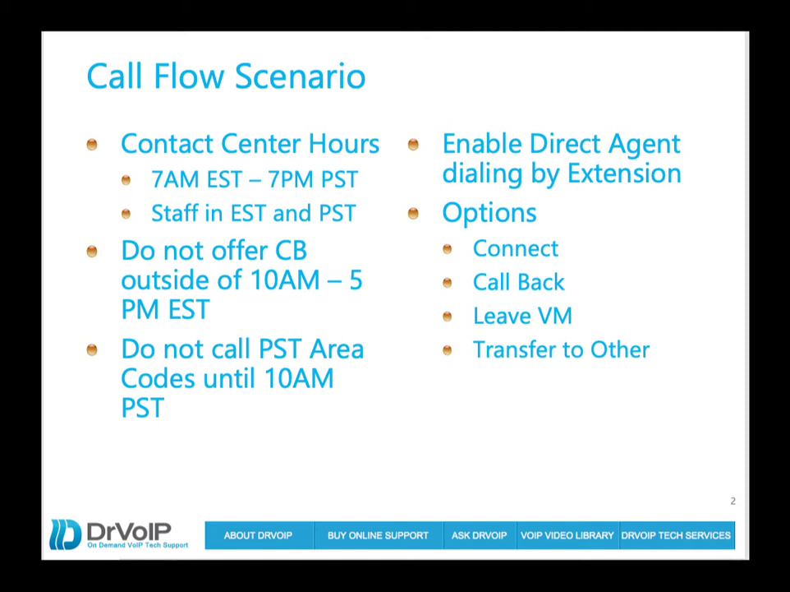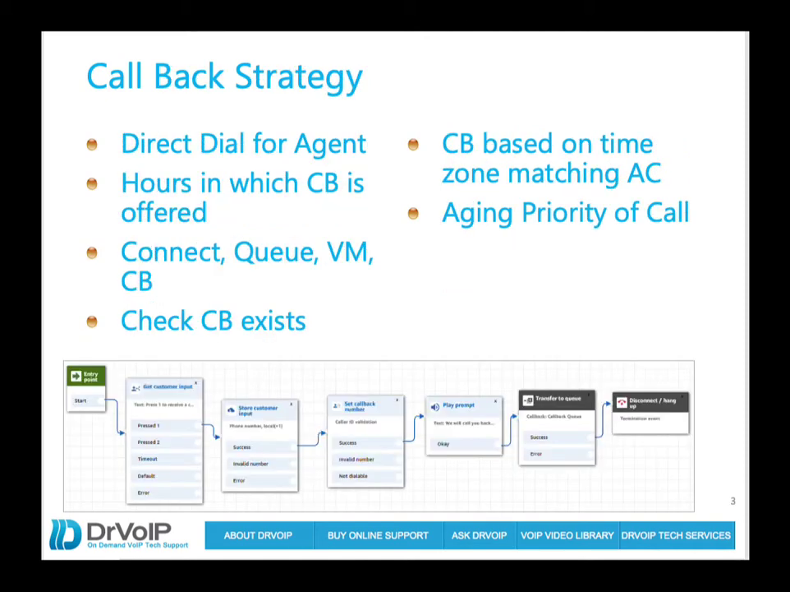So we don't want to call California until it's at least 10 a.m. in California. And as I said, in this example, we will use direct dialing to an extension, and we'll give the extension the option for connect, callback, leave a voicemail, or transfer to someone else. The callback strategy itself, again, will have direct dial to an agent.